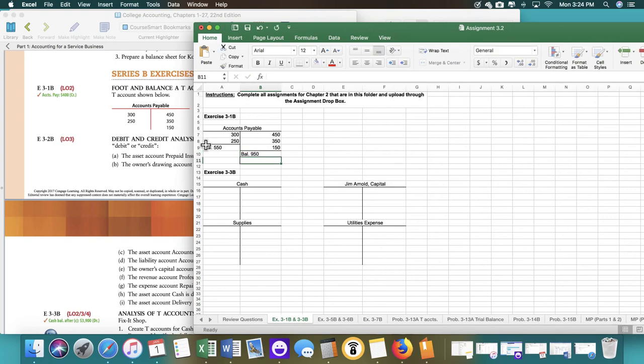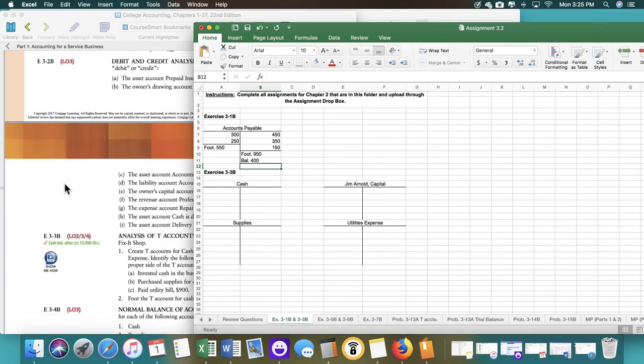Oops, that should be foot instead of balance, because we're footing, we're not balancing right now. And then, since accounts payable is an asset, it has a normal balance of a credit. So we're going to put balance, and then we're going to take 950 minus 550, which is 400. So the balance in this account is 400. So that's all you would do for this problem.